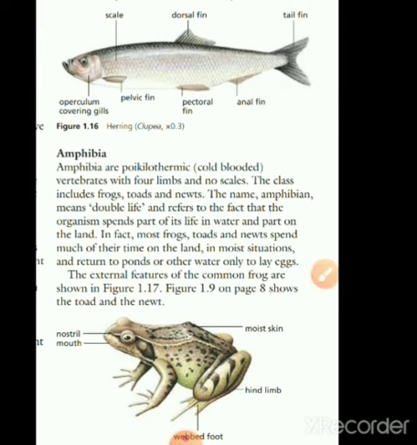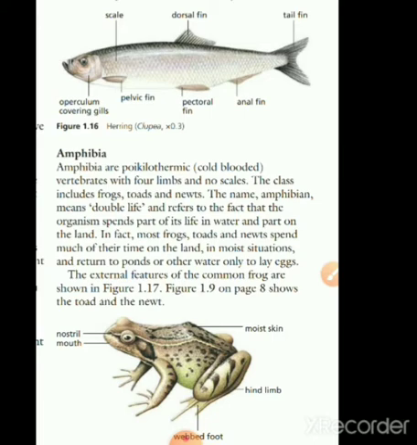The next one is about amphibians. So basically, amphibians are poikilothermic again. They are cold-blooded, obviously. They face variability in their temperature. They are vertebrates which have four limbs and they don't have scales. The class includes frogs, toads, and newts.